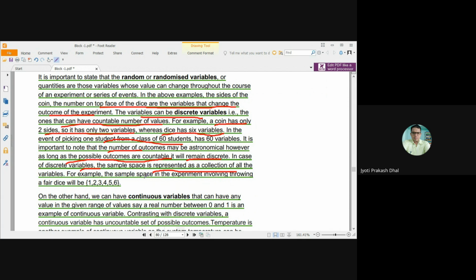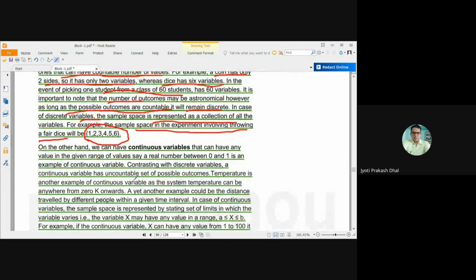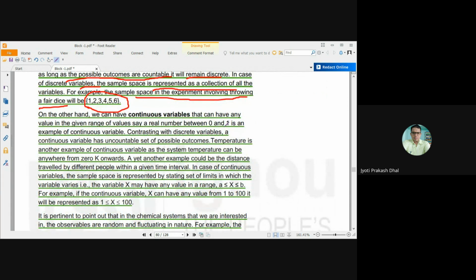For example, the sample space of experiments involving throwing a dice will be, so this is the symbol of sample space, 1, 2, 3, 4, 5, 6. On the other hand, we can have a continuous variable that can have any value in the given range, say a real number between 0 to 1. An example of a continuous variable, contrasting to the discrete variable.